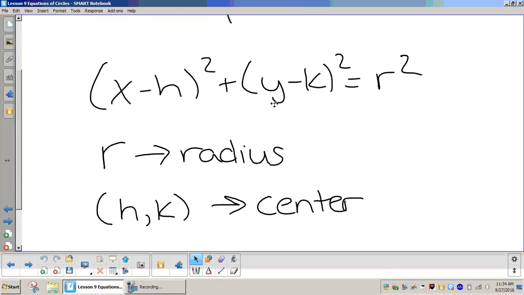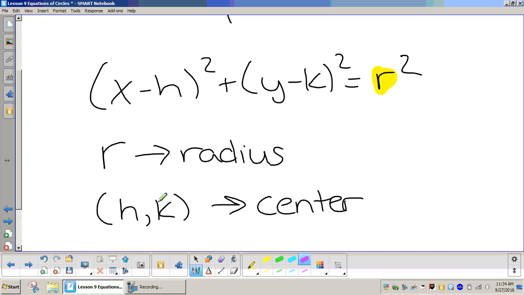And these are the pieces of the formula. r represents the radius, so just the part that is r. So this is the radius squared over here. And (h, k) represent the center of the circle. So in order to graph a circle or talk about a circle in the coordinate plane, you need to know two things. You need to know its radius, and you need to know the coordinates of its center.